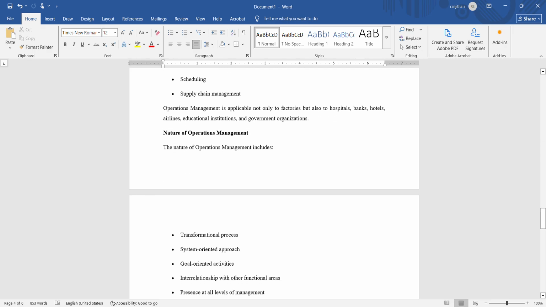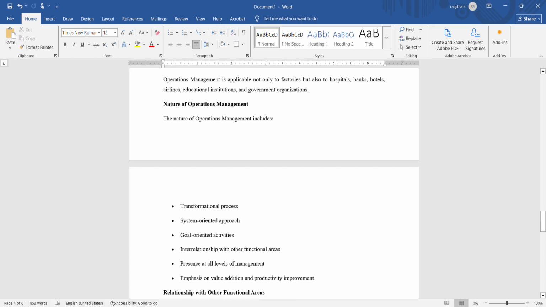Now, we'll discuss the nature of operations management. It is a transformational process. It converts inputs into outputs through services or activities. It is system oriented. All departments such as marketing, finance, and human resource are interconnected, and operations management coordinates with them. And it is goal oriented. All operational activities are directed toward achieving organizational objectives such as profit, growth, and customer satisfaction.